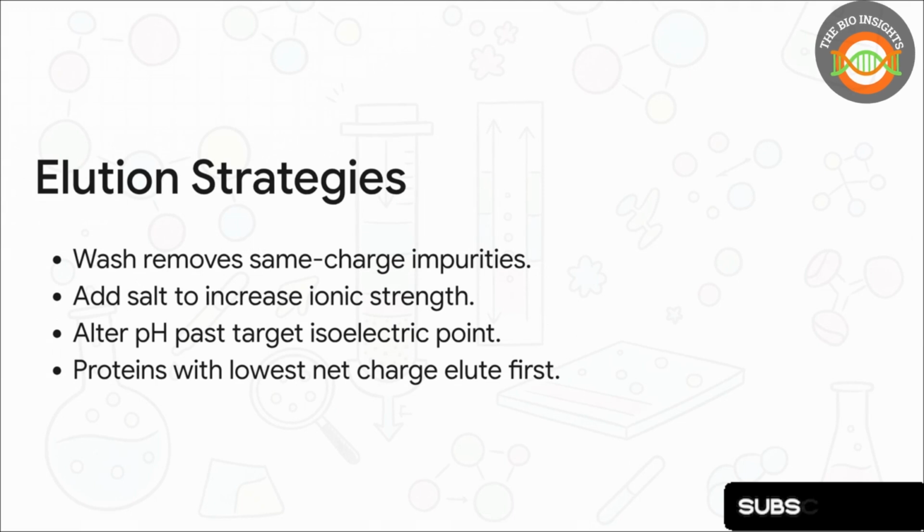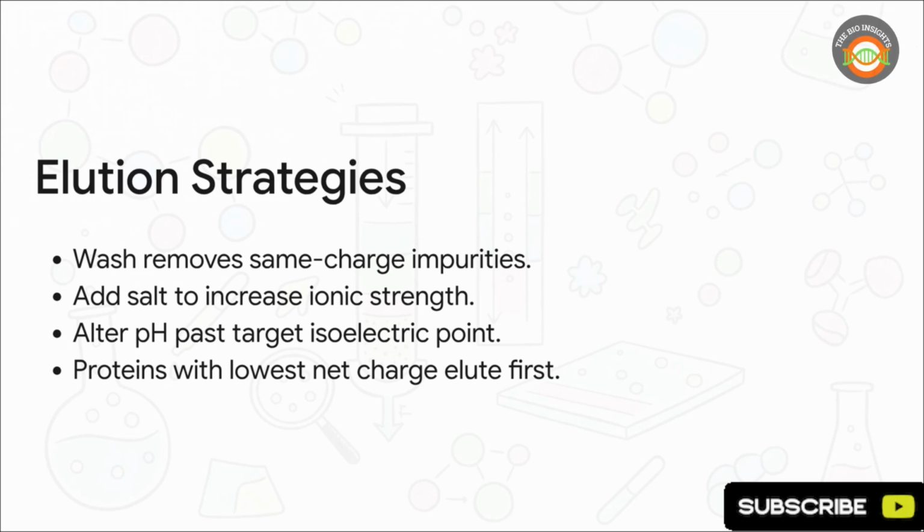So, how do we finally get our protein back? We have to break those electrical bonds. And there are 2 brilliant ways to do this. Strategy 1, you can slowly increase the ionic strength by adding a salt gradient. The salt ions literally compete with the protein for those charged spots on the beads, eventually knocking the protein off. The proteins with the weakest charge fall off first.